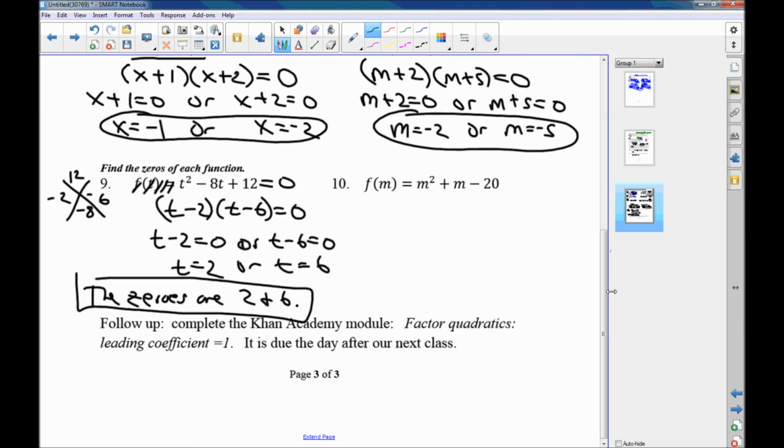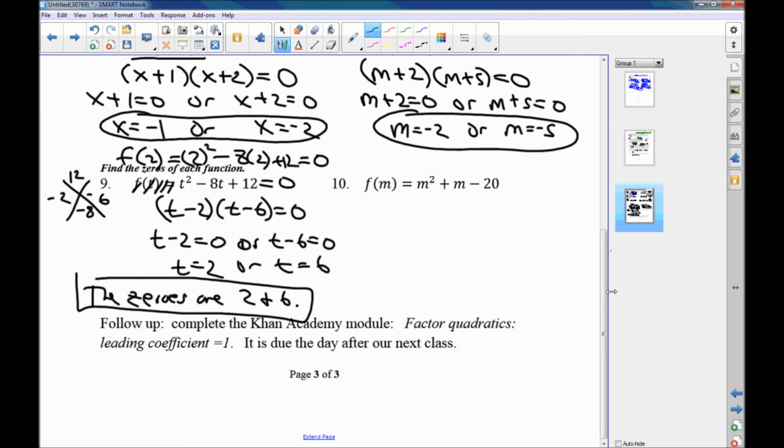All right, so what does that mean again, zeros are 2 and 6? That means if I plugged in 2 into this function, f of 2, then that would be 2 squared minus 8 times 2 plus 12. And if I work that out, I'd get 0. So it's just saying what value of t can be plugged in so that the whole thing makes 0.